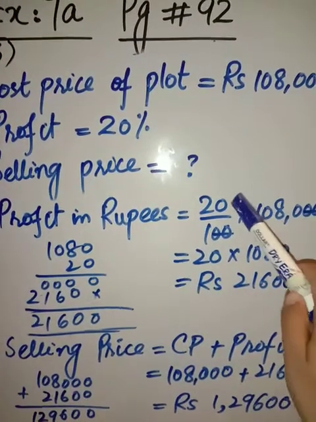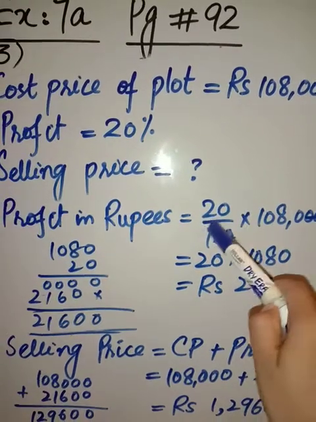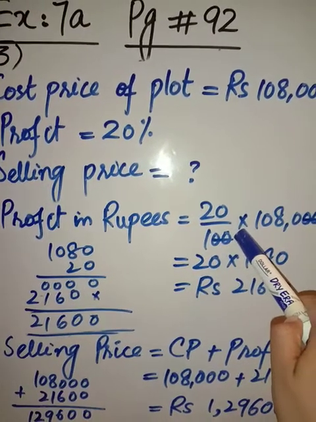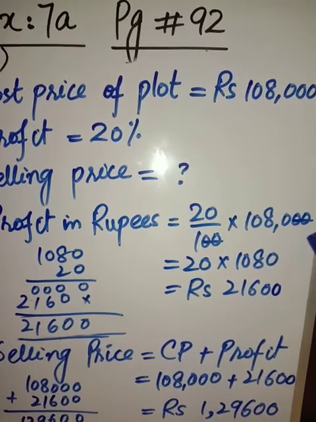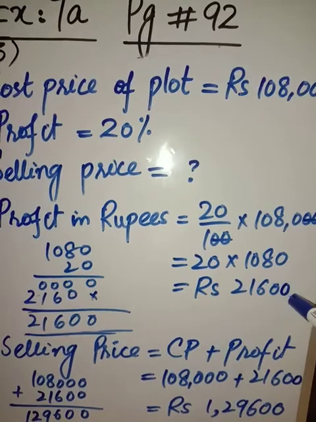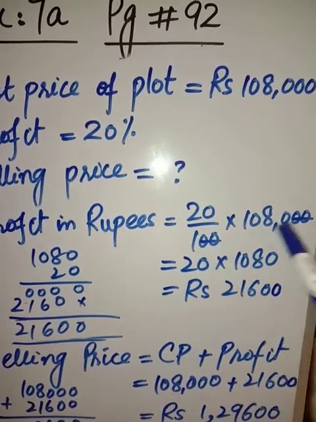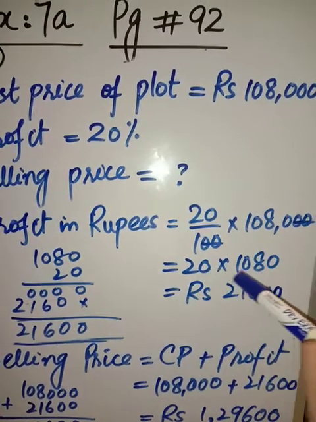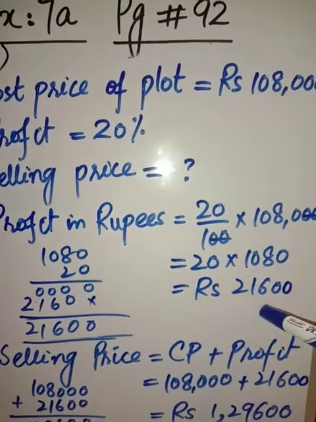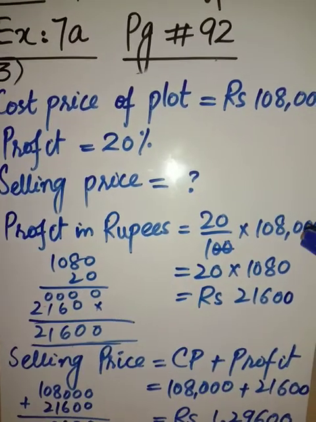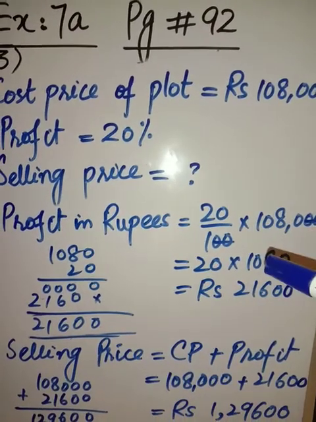Profit in rupees is 20 per cent. Cent means 100. So 20 over 100 multiplied by 108,000. You have to calculate first of all the profit percent in rupees of the cost price. So what will you get? 2 zeros cancel with 2 zeros. You are left with 20 into 1080. When multiplying both numbers, you will get 21600. So the profit is rupees 21,600.